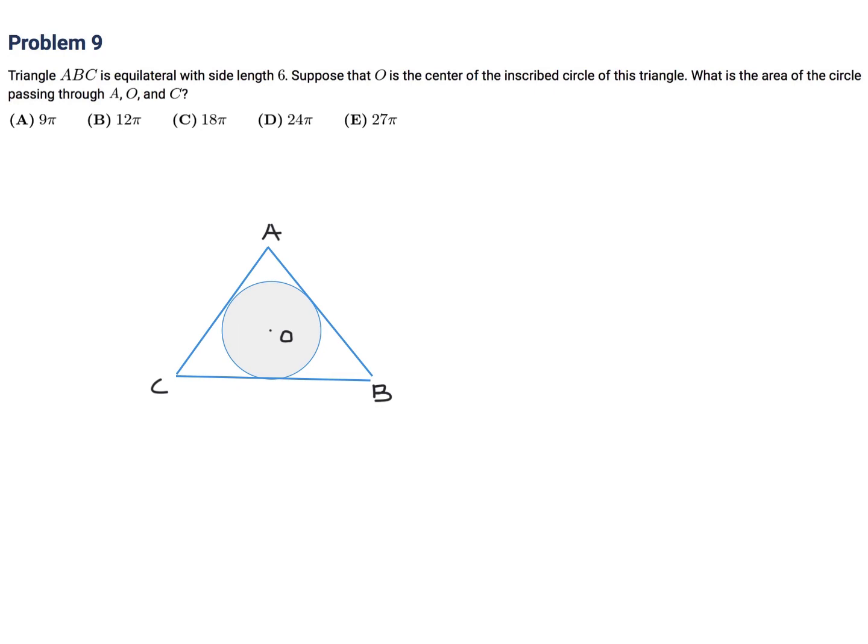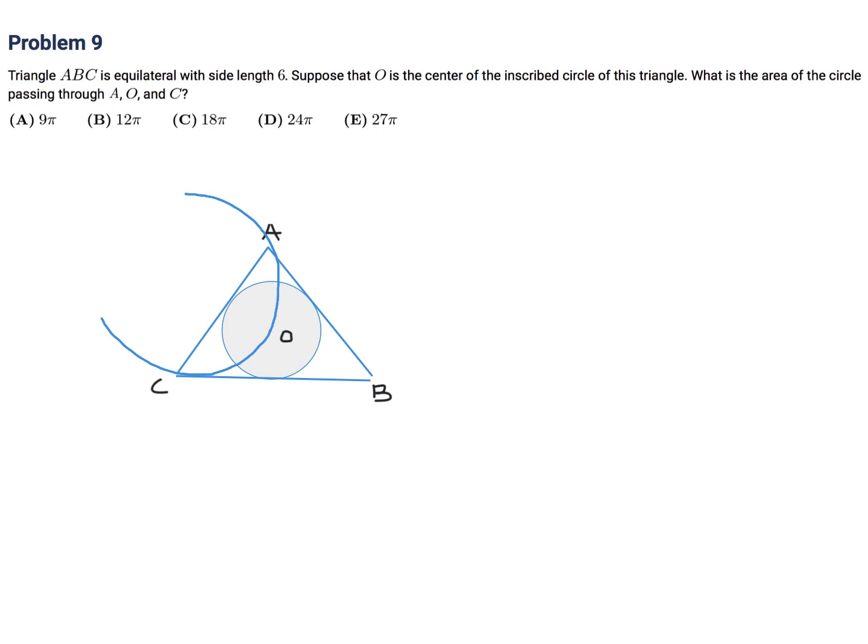So, how am I going to draw that? So I guess I'm just going to draw part of it. So I guess something like this, where it kind of goes through A, O, and C like that. And you guys understand. Okay, great. So let's see what we can do here. That's a relatively decent diagram. So where do I go from here?